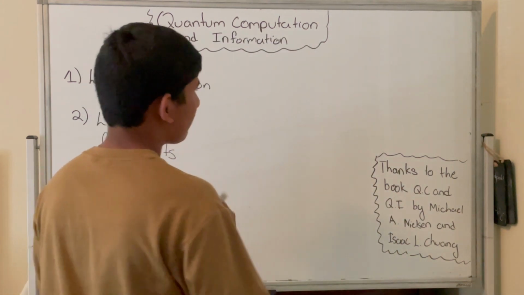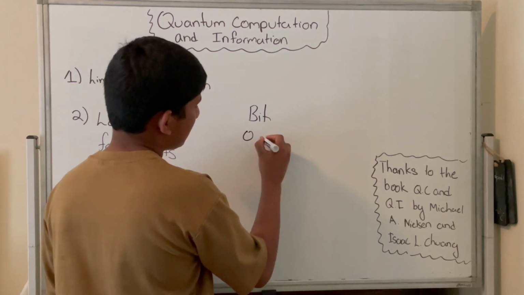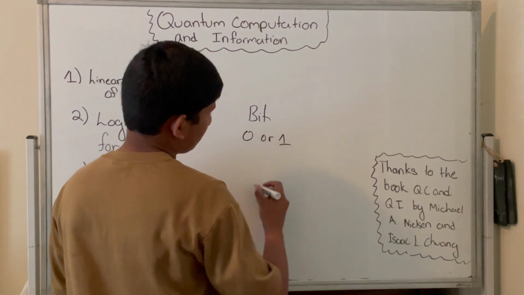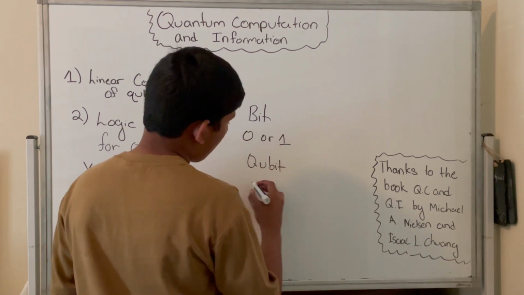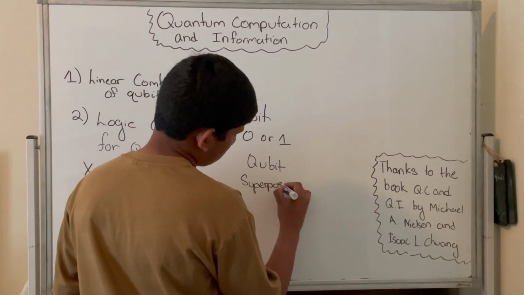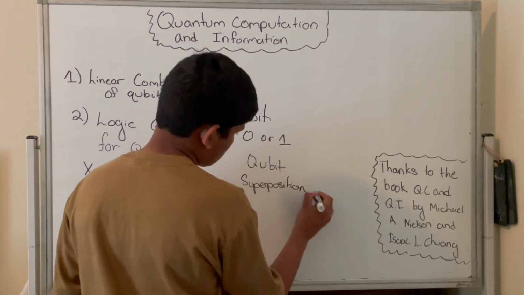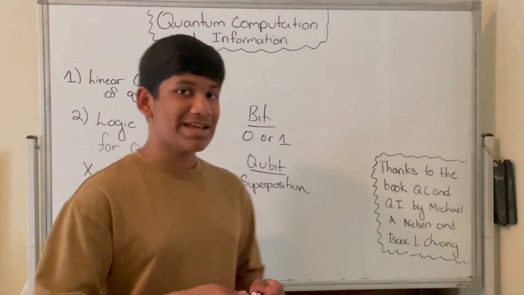So over here we have the regular bit. This can either be a 0 or 1 position. But in a qubit, we can be in a superposition. Now you might be wondering, what is a superposition?